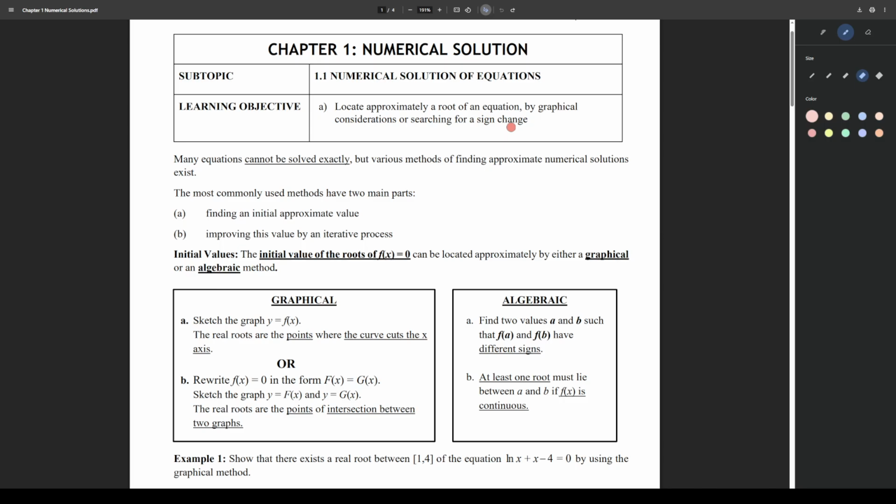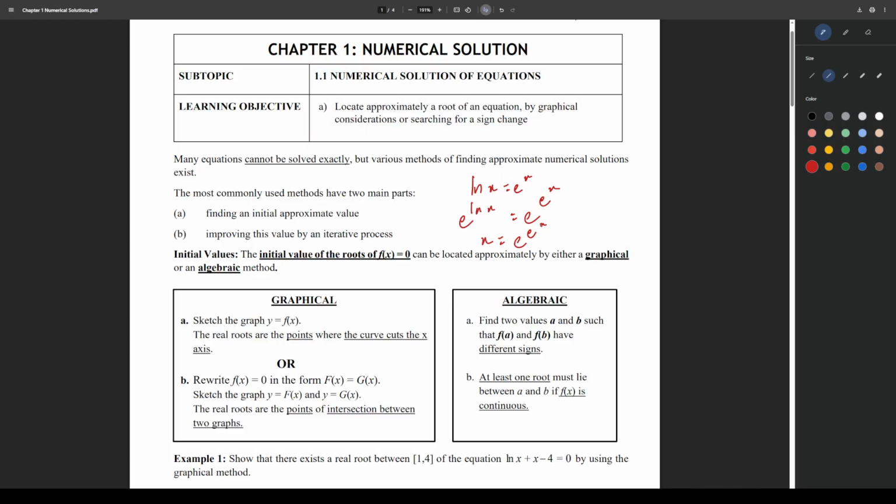So 1.1 numerical solution. So apa yang kita buat sebenarnya kat sini? There are certain equations yang kamu tak boleh solve algebraically. So for example, you have ln x equals to e^x. Kamu nak solve for x, kamu tak boleh solve ni sebab kamu nak hilangkan ln, kamu kena exponent both sides. e^(ln x) equals to e to the power of e^x. e^(ln) akan cancel lah, x equals to e^x. But then on the right hand side kamu ada e to the power of x. Kamu nak hilangkan e, kamu kena ln. So dia akan berulang kat sini.